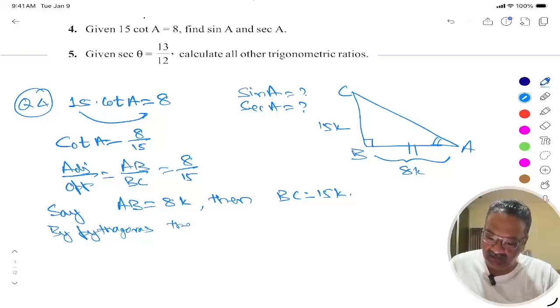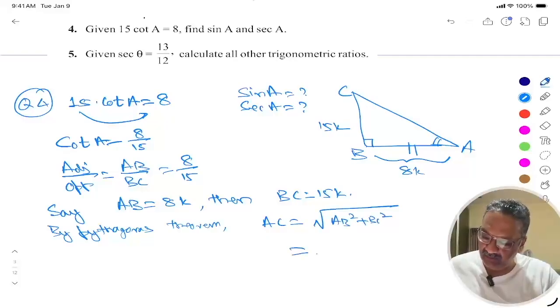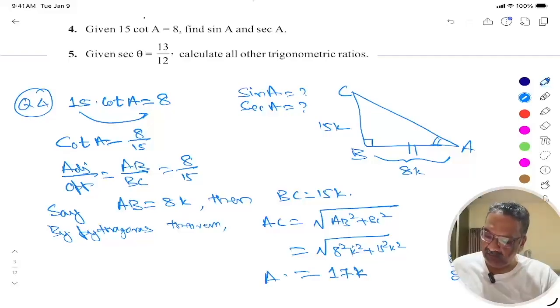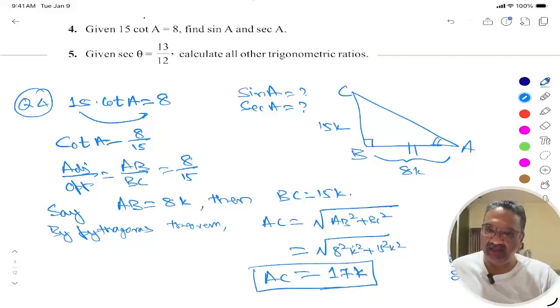By Pythagoras theorem we have AC is equal to square root of AB square plus BC square. AB square is 8 square K square plus 15 square K square, which is 64 plus 225, 289. So 17K. OK, so AC is equal to 17K.